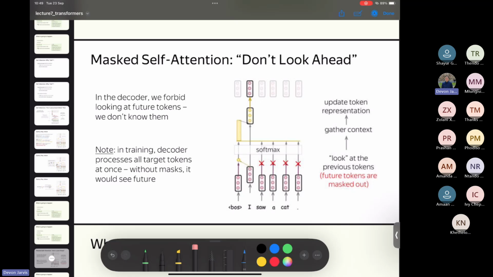It would just collapse onto a neural net, a deep neural net. Okay, do we all understand masked self-attention? You just zero out the attention weights for future tokens.